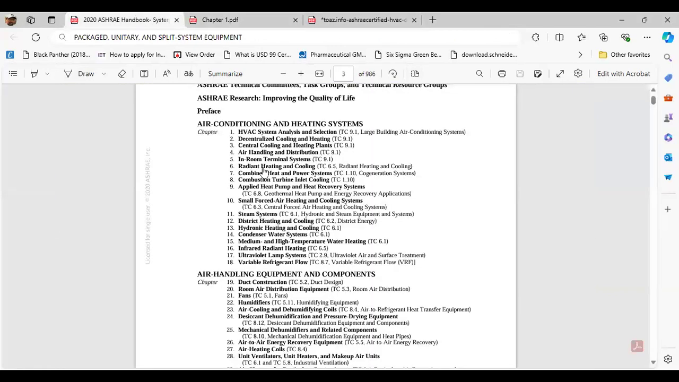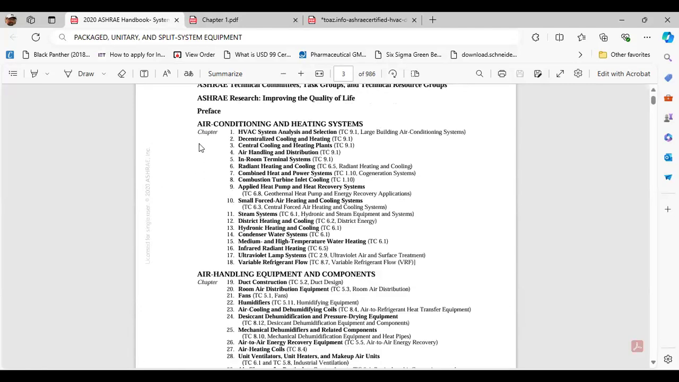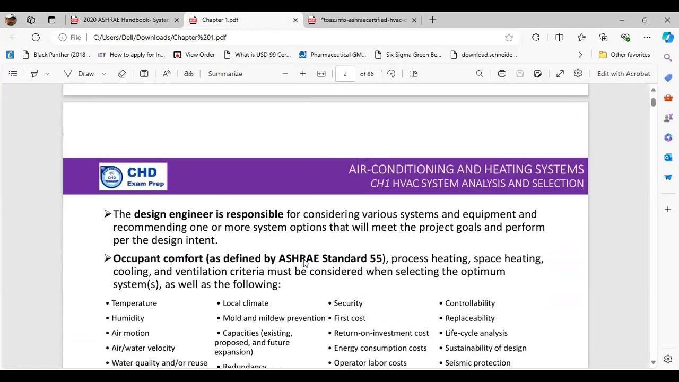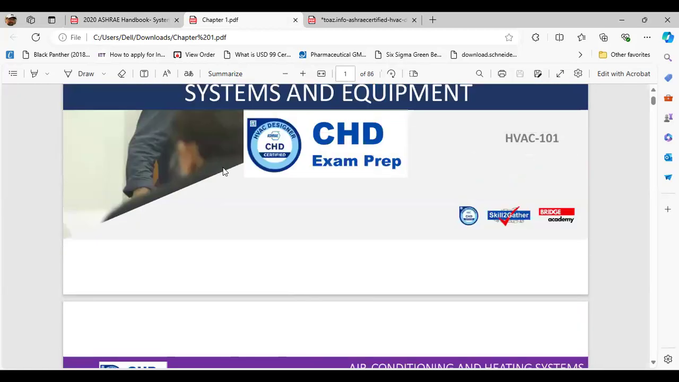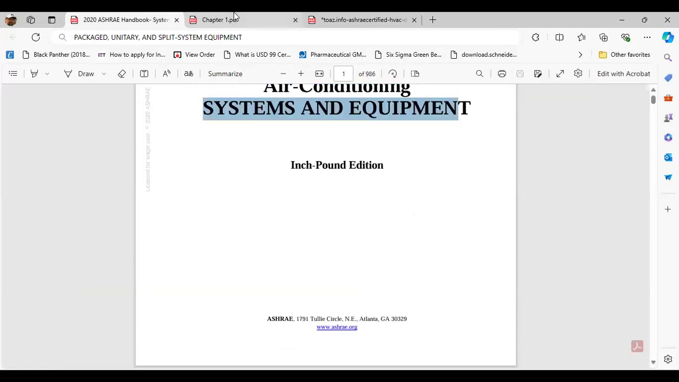So there is a handbook on this. The handbook is 986 pages. We don't have to study all these chapters and everything. We just have to study the important parts. Now, how the notes are written is actually important for how you should prepare yourself. First of all, notes are written by chapter. So let's say this one is systems and equipment. So the systems and equipment handbook is this one.